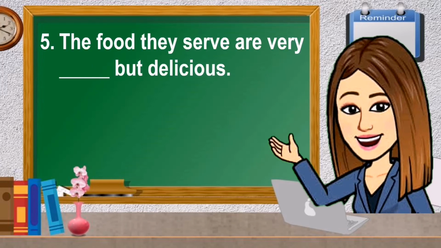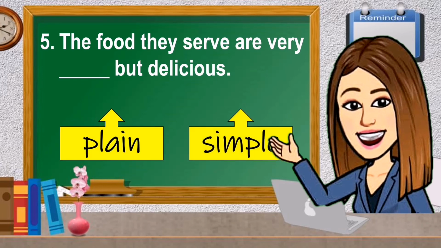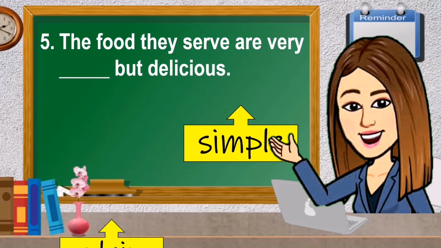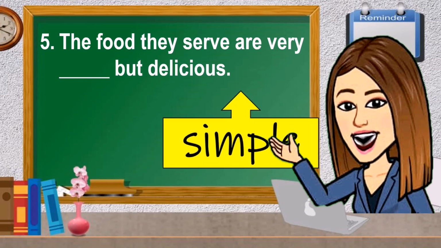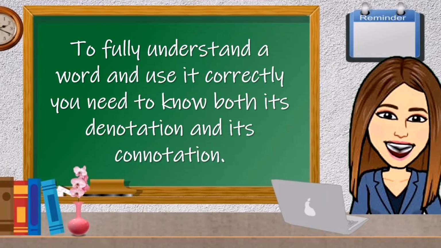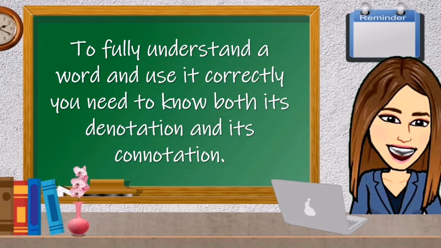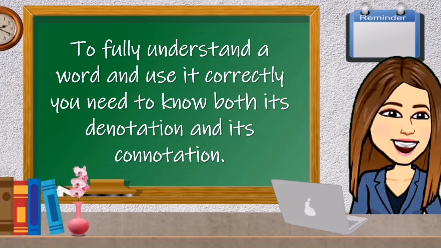Number 5. The food they serve are very blank but delicious. Plain, simple. The correct answer is simple. The food they serve are very simple but delicious. There are different ways in identifying meanings of words. To fully understand a word and use it correctly, you need to know both its denotation and its connotation.